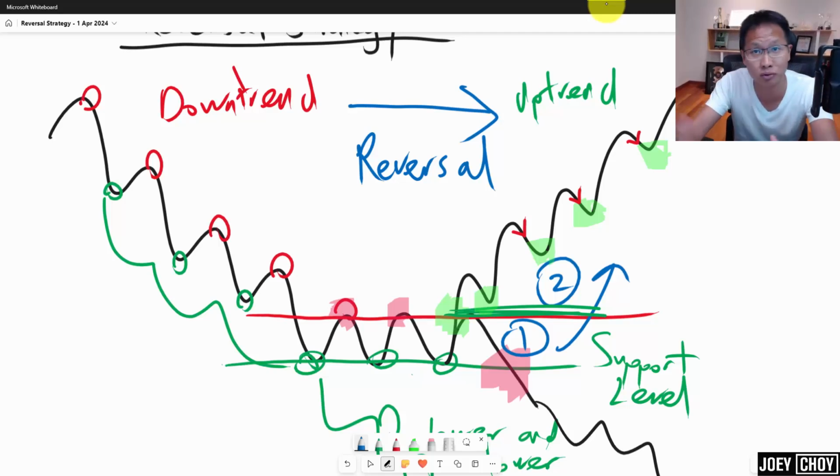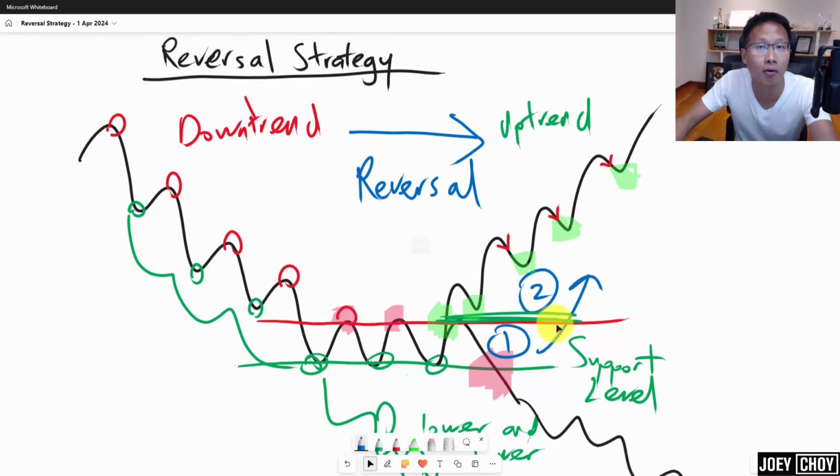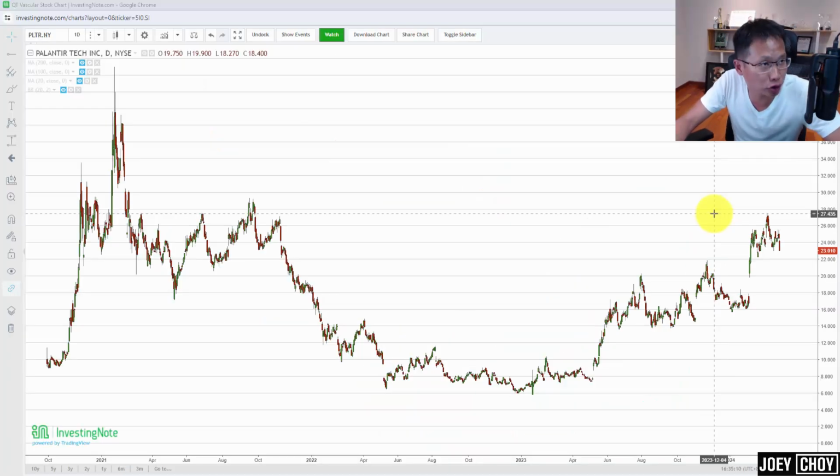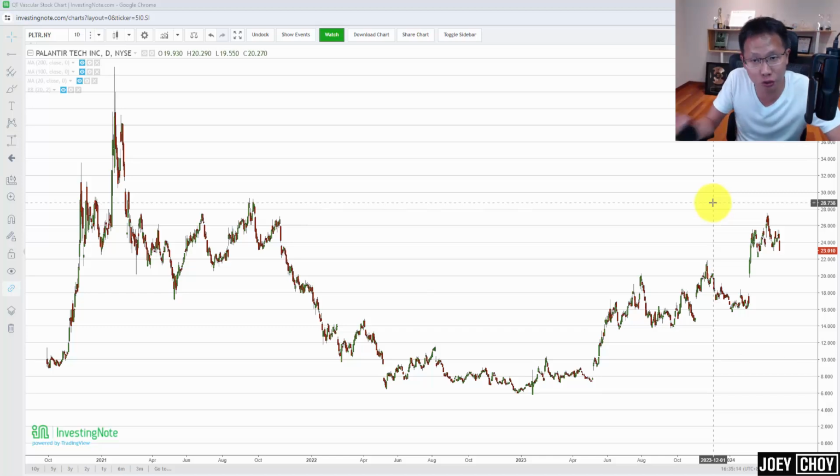It doesn't happen in 1, 2 days, 1 week, 2 weeks. It might take place over 2 or 3 months, 4 months, 6 months. We might consolidate a little bit for a couple of months before seeing the reversal. But once you see this, that is where you want to get prepared. That's just by looking at the prices itself. Okay, so let's take a look at the case study, and this stock is called Palantir, stock code PLTR, one of the very popular stocks that I get asked about quite often.